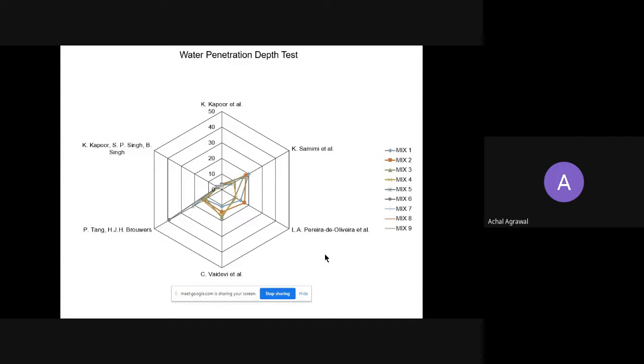We have 1, 2, 3, 4, 5, 6 researchers who have performed this kind of test, which is the water penetration permeability test. In this, 0, 10, 20, 30, 40, 50 is in mm. This is the depth of water penetration, like up to what depth water has penetrated in the test, and this we can see here.